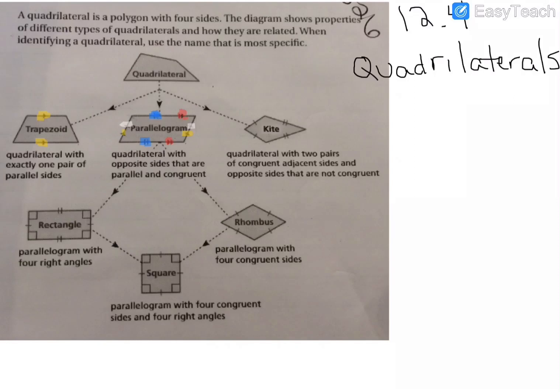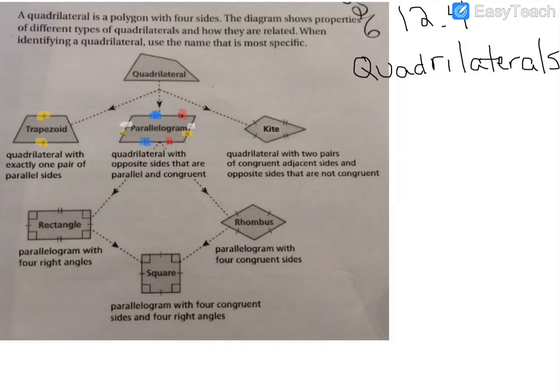So a kite is a quadrilateral that has two pairs of congruent adjacent sides and opposite sides that are not congruent. So that one, this is where it gets tricky. You want to practice these and make notes of what the different specifications are. So if you remember from the last couple sections when we talked about adjacent, adjacent means that they are next to each other.